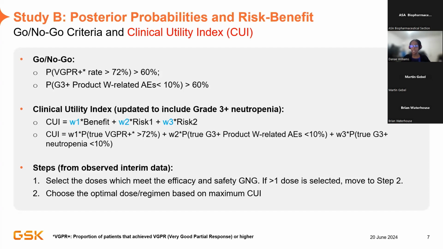So the steps were based on an observed interim data, where the first step would be to select the doses which meet the efficacy and safety go, no go. And if we do encounter more than one dose that was selected, then we move on to the next step, where we choose the optimal dose or regimen based on the maximum CUI score.